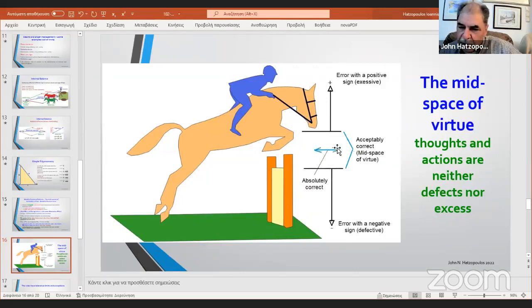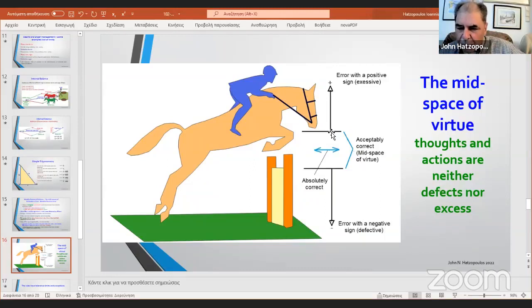So there is a mid-space here where the rise of the foot is correct. Or we may say that one point within the mid-space is the absolutely correct one, maybe the average of all successful passes through the obstacle. And this is the mid-space of virtue. We may call it the acceptably correct mid-space, or whatever we want to call it.